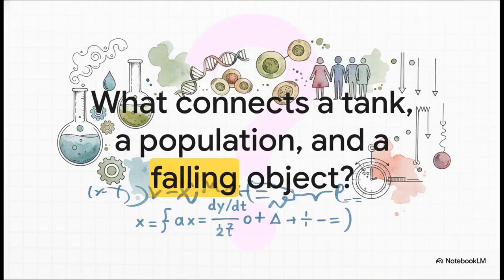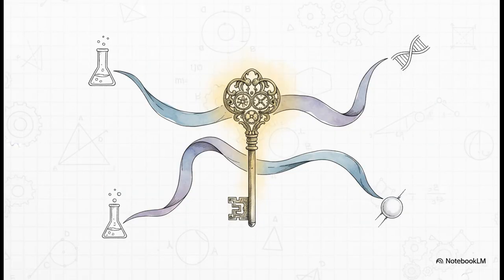So think about it for a second. What could a tank of salt water, a booming population, and a falling object possibly have in common? I mean, they seem totally different, right? You've got chemistry, biology, physics, but what if I told you there's a single mathematical idea that connects all of them? Yep, you heard that right.